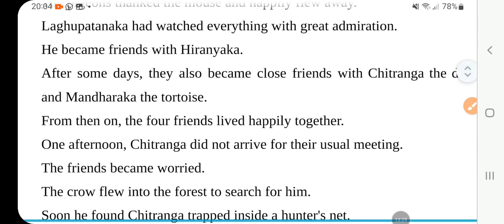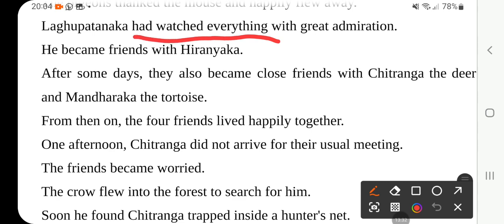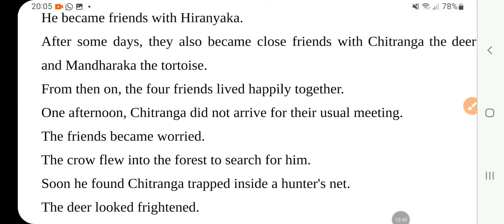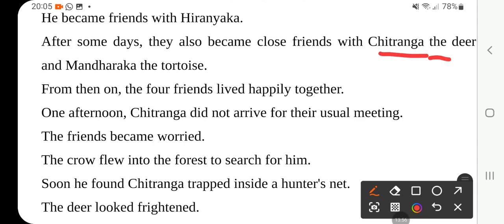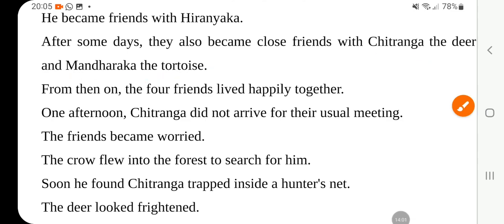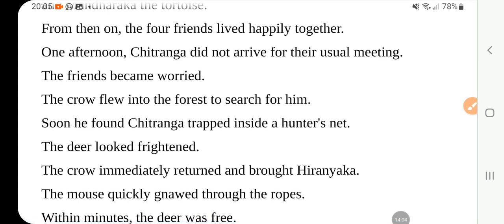Now Lagupatnak, the crow, had watched everything with great admiration. He became friends with Hiranyaka. After some days, they also became close friends with Chitranga the deer and Mandharka the tortoise. From then on, the four friends lived happily together.